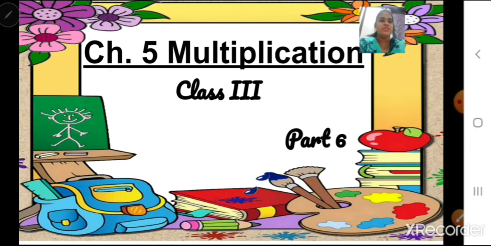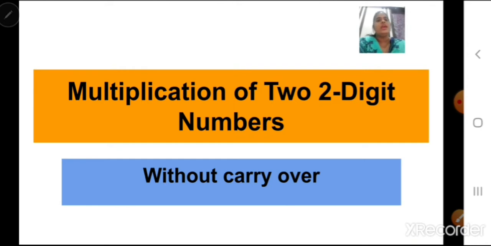Today we are going to see a new topic which is multiplication of two-digit numbers without carryover. Okay, so let us start.